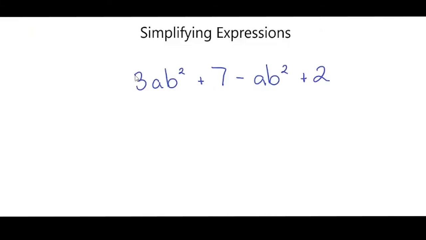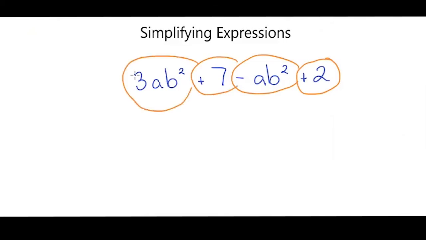All right, so here we have 3ab squared plus 7 minus ab squared plus 2. There are no parentheses, so I'm going to collect my like terms and get them together. So I will circle my sign and my term, my sign and my term, my sign and my term, my term. There's no sign in front of it, so we know it's positive. So I'm going to rewrite 3ab squared, and I'll cross that off.